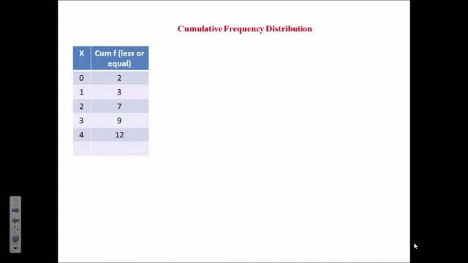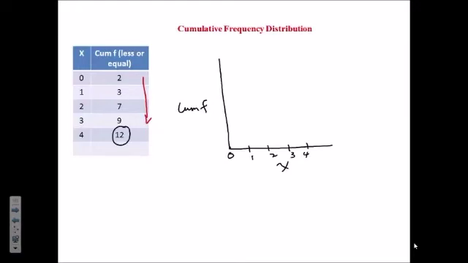For the cumulative frequency distribution, first thing you should notice is that these scores are always increasing as we go down. We could make a line graph from these data. So here is X, and here I'm going to put cumulative frequency. So we have 0, 1, 2, 3, 4, and then the cumulative frequencies go up to 12. So let me put 10 over here and 5.